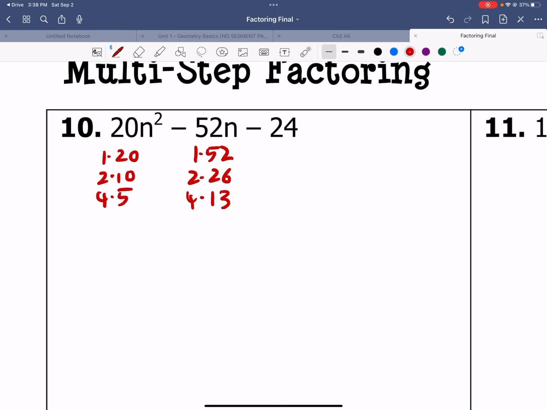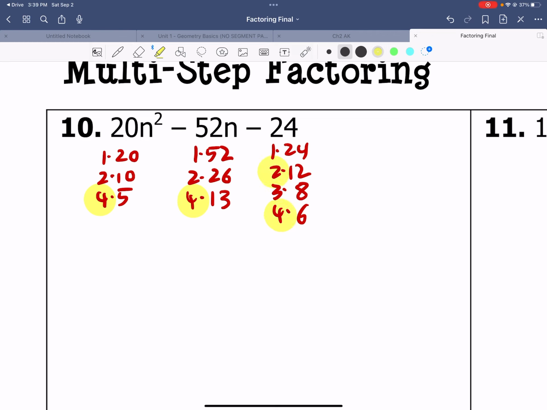Yeah, 13, and 5 does not go in there, 6 does not go in there, 7, no, 8, no, 9, no, 10, 11, 12, like that's about it. And 12 is 1 times 24, 2 times 12, 3 times 8, and 4 times 6. So what's the greatest common factor of this one?